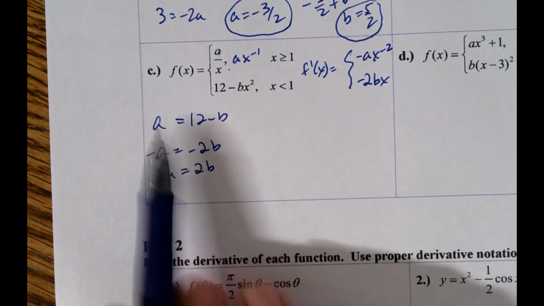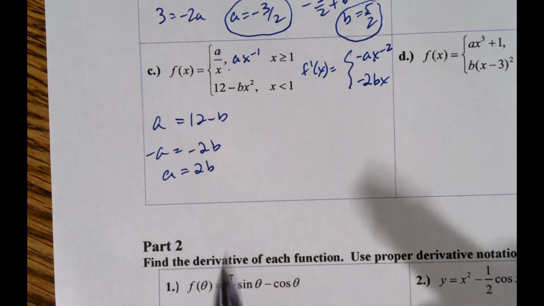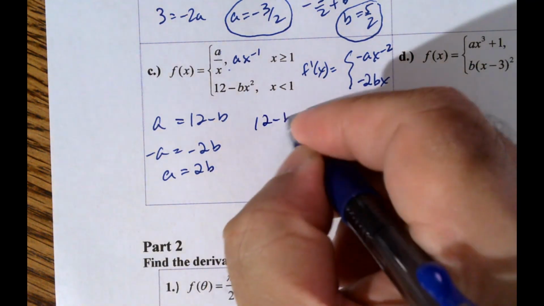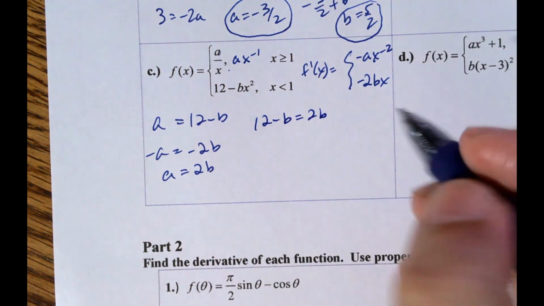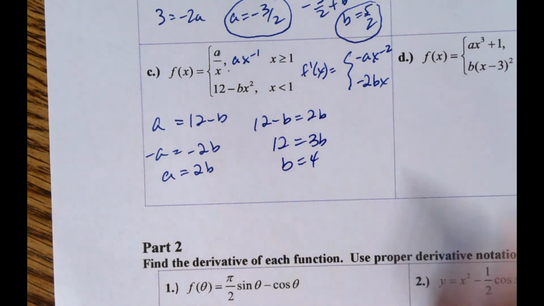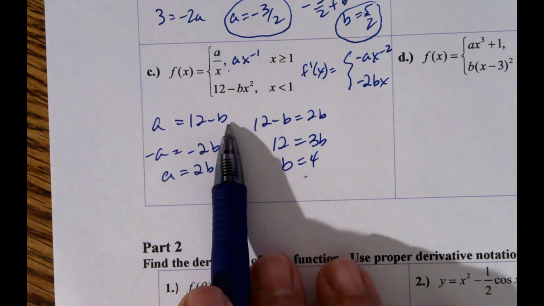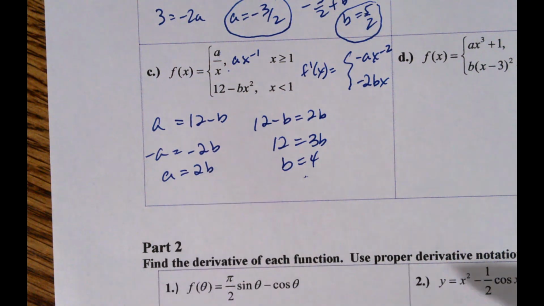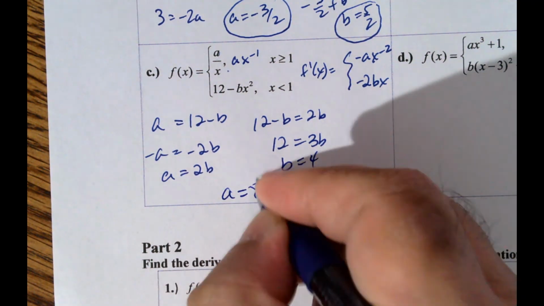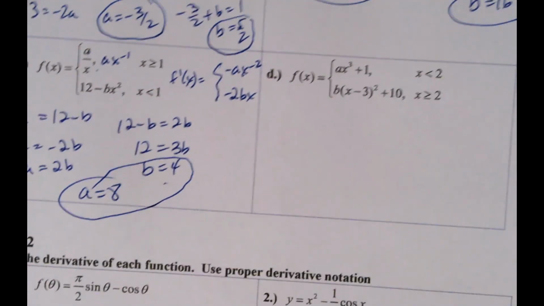Since a is equal to 12 minus b and a is equal to 2b, we just set them equal to each other. So 12 minus b equals 2b. So we get 12 equals 3b, b equals 4. Take that value, plug it into either one of these, right? 12 minus 4 is 8, or 2 times 4 is 8. So we get a equals 8. There's our two answers. Going on to D.